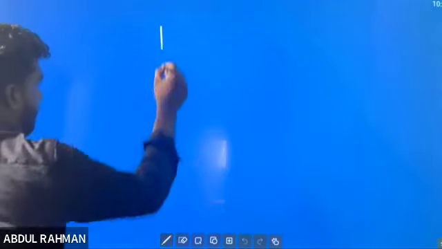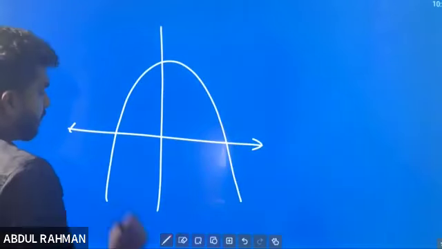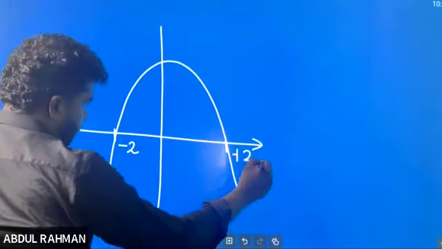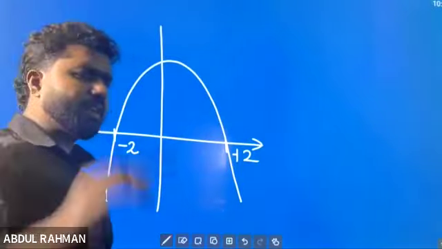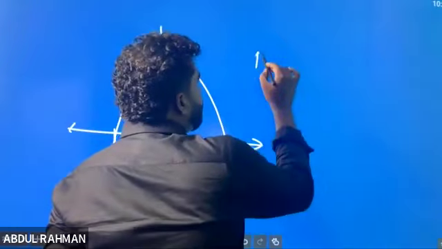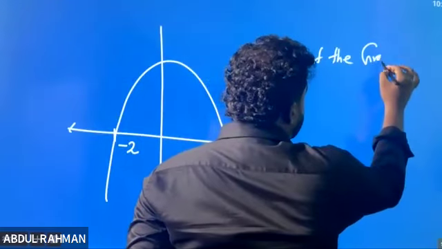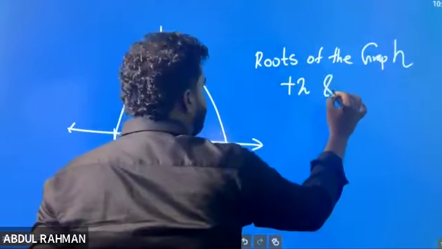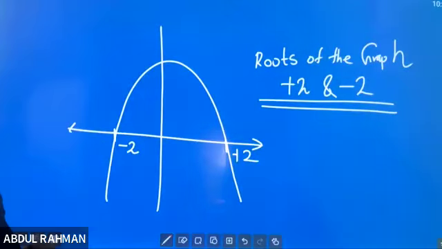Example, I'll make sure you are clear with this. Here the graph is cutting at -2, and this value is +2. Let's say you have drawn the graph on the graph paper and you are getting the answer as -2 and +2. If they ask you, what are the roots of the graph? You will say the roots of the graph are +2 and -2.